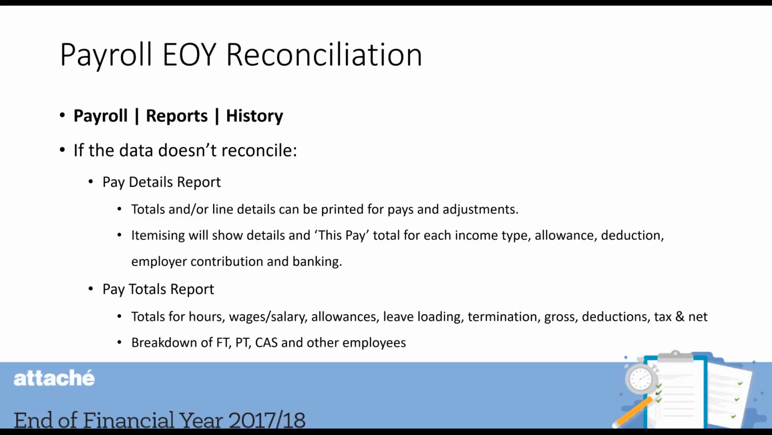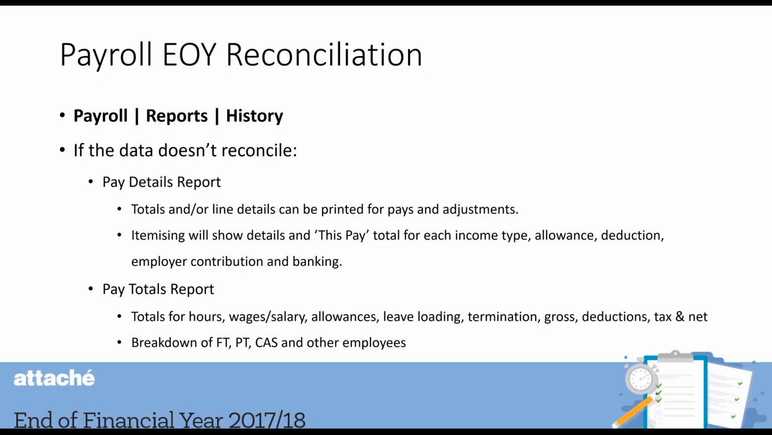So what happens if you do find any discrepancies? In that scenario, what we recommend is you run the pay details and the pay total reports to find transactions that are out of balance. These reports can be accessed by navigating to Payroll, Reports, History. Now, more information on this is available in the Help Centre.